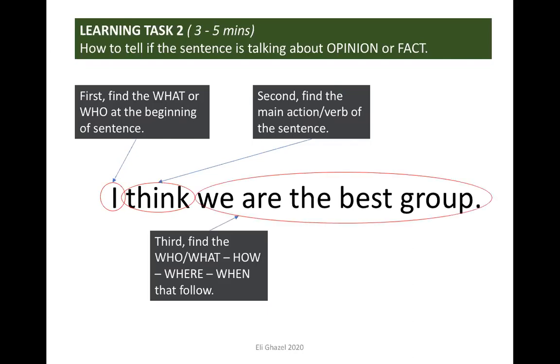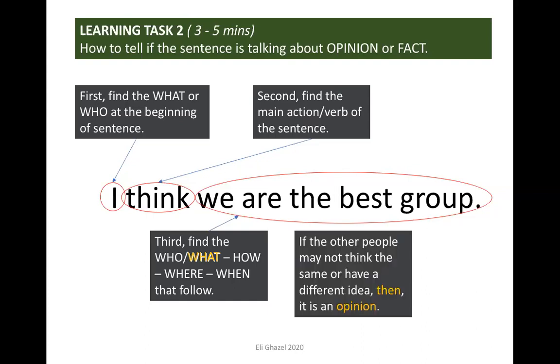Once you find them, what we are doing here is called visible thinking. The teacher is not talking and writing on the board. The teacher now is helping the students see the thinking process, or steps if you want. Once you find these three, you look at the third part and you say to yourself, it's a what? Fine. If other people may not think the same or have a different idea of the what, then it's an opinion. We are the best group.